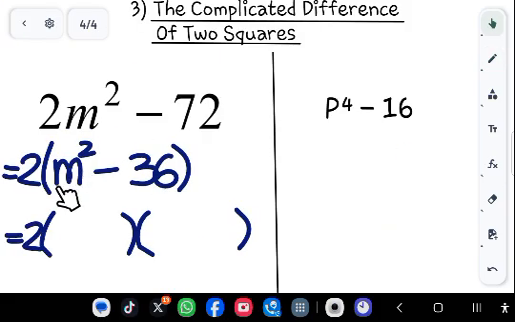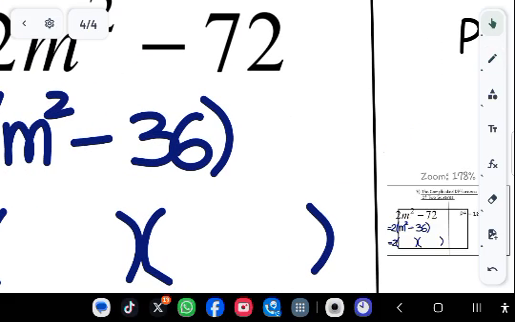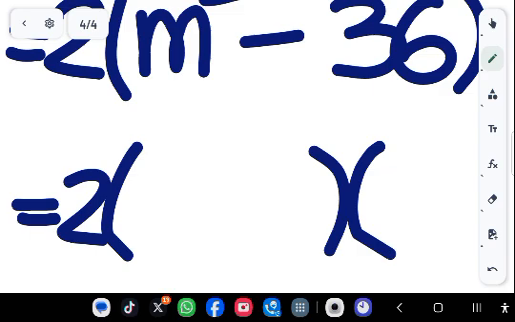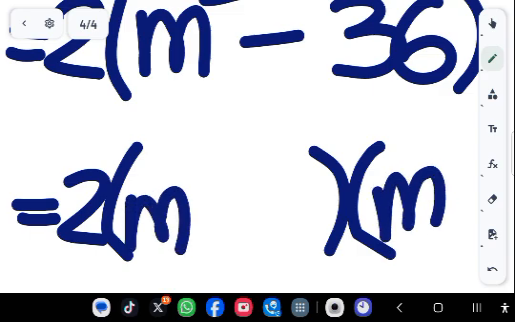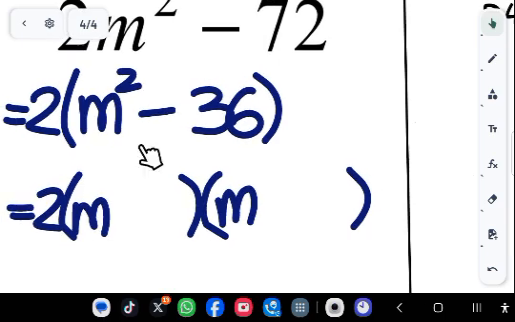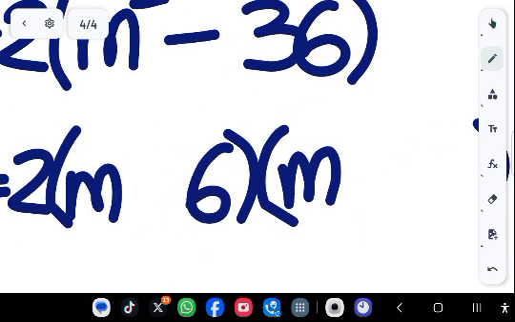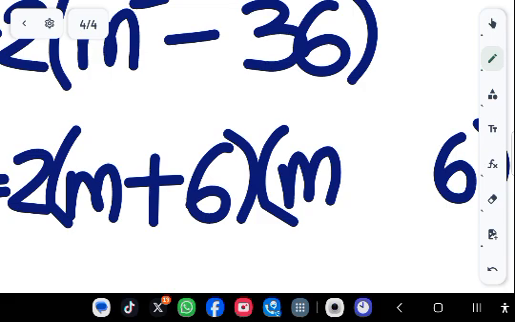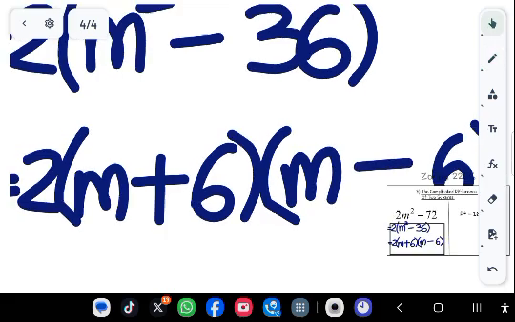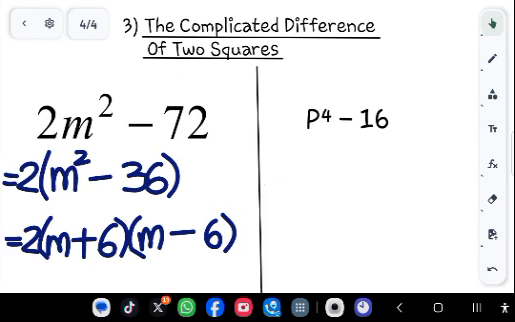How do we do that? We take the square root of the first term. The square root of m squared is m, so we put that in the first term of each bracket, and then the square root of 36 is 6. Then we simply put plus in one bracket and minus in the other one, and that's it, you're done. So take out a common factor first. That's when the difference of two squares will be very evident for you.